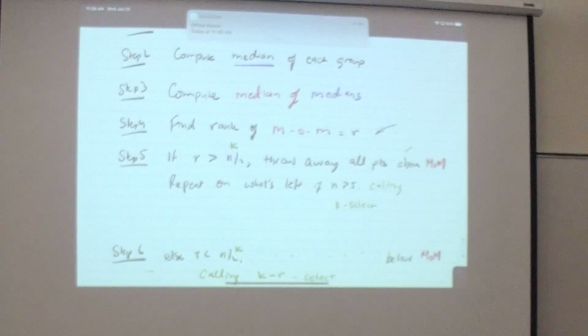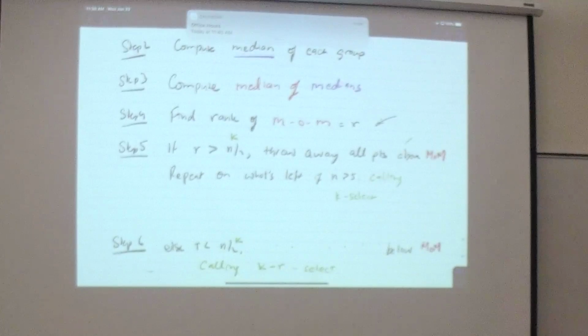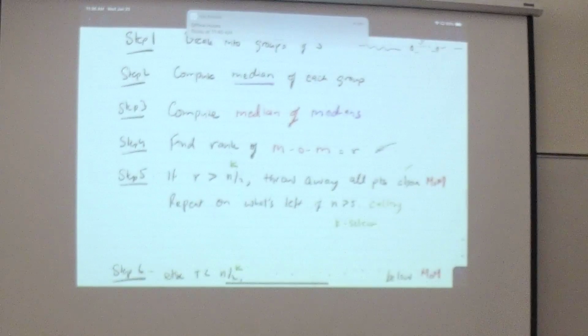Out of time. But I want you to go away and think about this. On Friday, we will finish this up. What I'm going to argue on Friday is that by using steps 1, 2, and 3, the rank of the element you get is such that in steps 5 or 6, you are guaranteed to throw away lots of stuff.